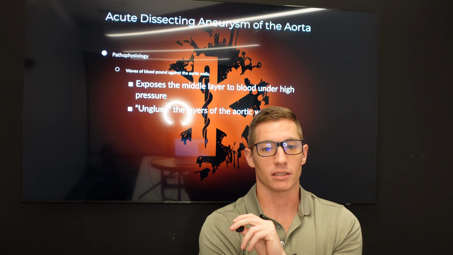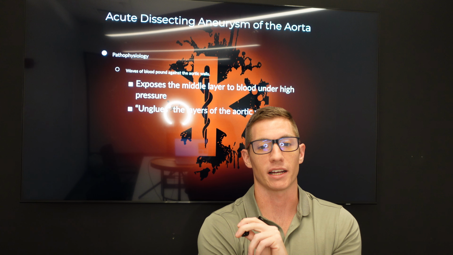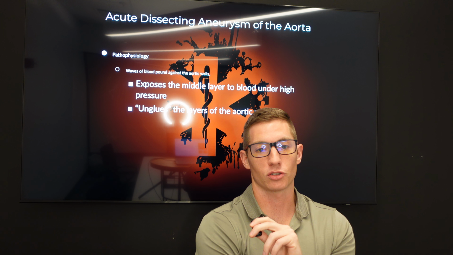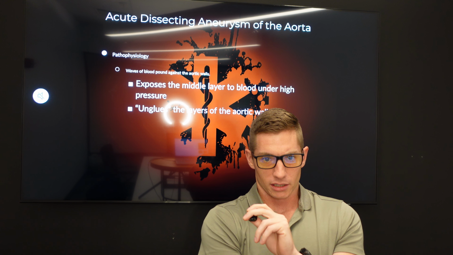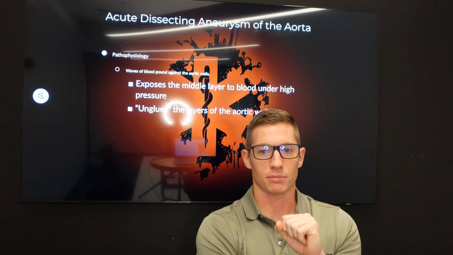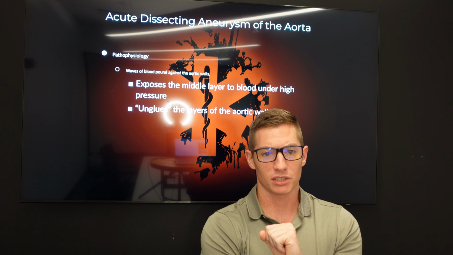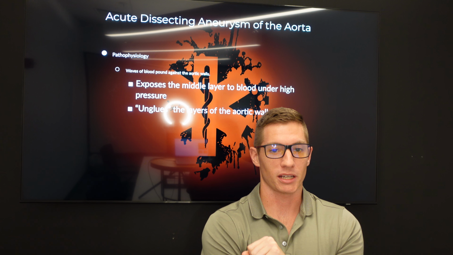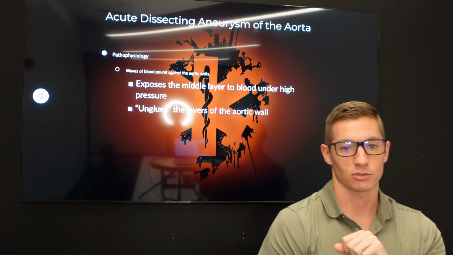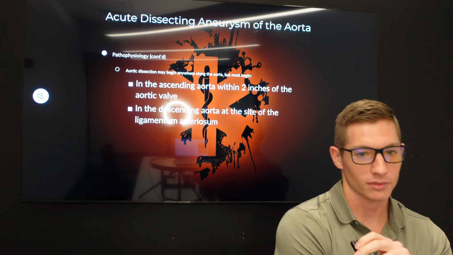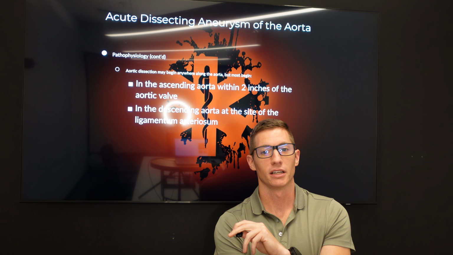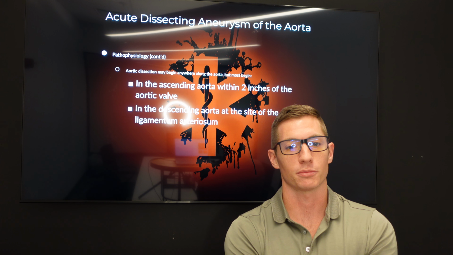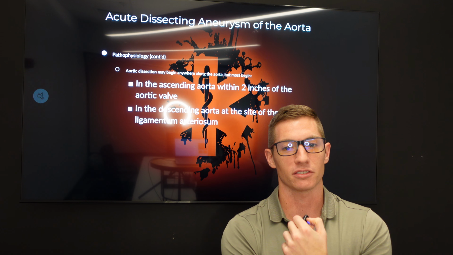Pathophysiology may begin with a tear in the inner lining of the aorta, the intima, near a weakened portion of the vessel. The blood flows through the tear and between the layers of the vessel wall, exposing the middle layer to blood under high pressure. Blood fills the space between the layers of the vessel, causing them to separate or dissect. With each ventricular systole, the blood is forced into the torn arterial wall, creating a false channel between the intimal and medial layers of the wall.